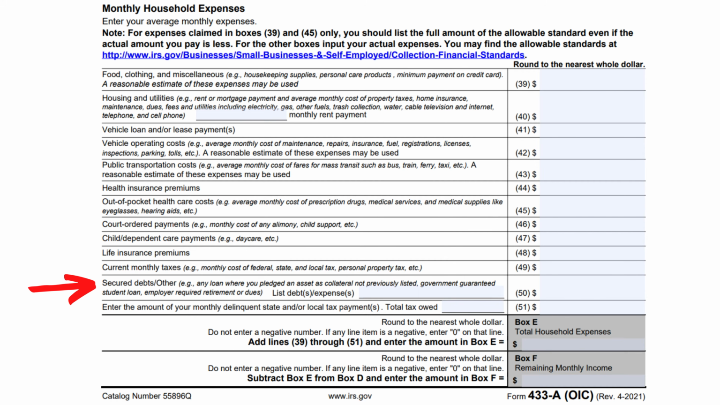All right, secured debts and other, line 50. Let's start with secured debts. First of all, what does not go here is credit card payments. Credit cards are not secured debt. Credit cards are unsecured debt. And the IRS's rationale for not including credit card payments is that, well, we've already covered your necessary expenses through the other expense lines on this form. You can't double dip, right? If you used your credit card to buy food or to pay for public transportation, well, we've already accounted for those expenses on previous expense lines.